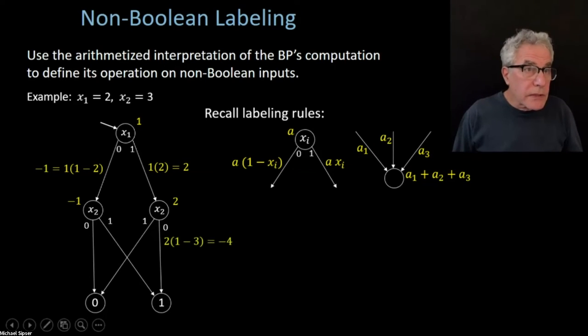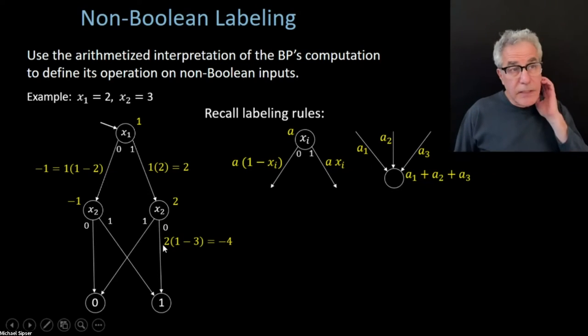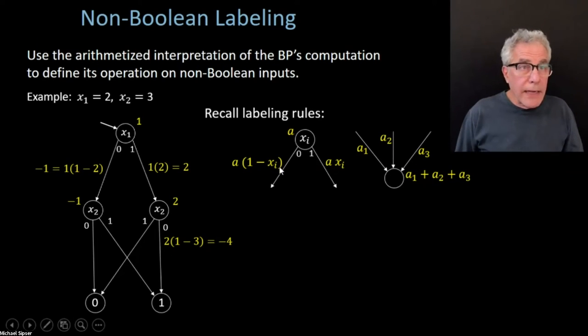Which order did I do this in? Okay, I'm going to do this edge now, the zero edge, which is going to be 2 times 1 minus its variable. So it's 1 minus x2. x2 is a 3. So it's 1 minus 3, which is minus 2. So 2 times minus 2 is minus 4.